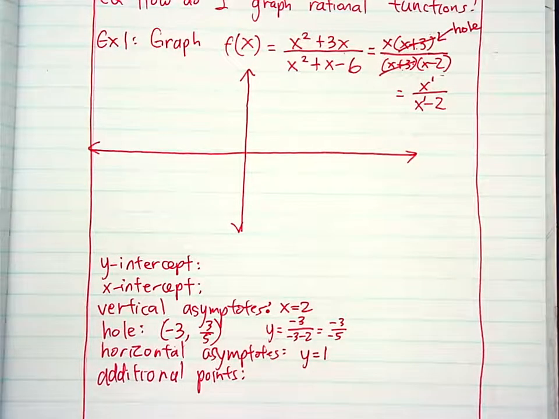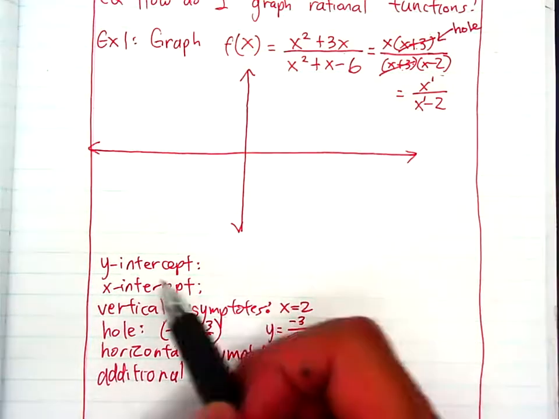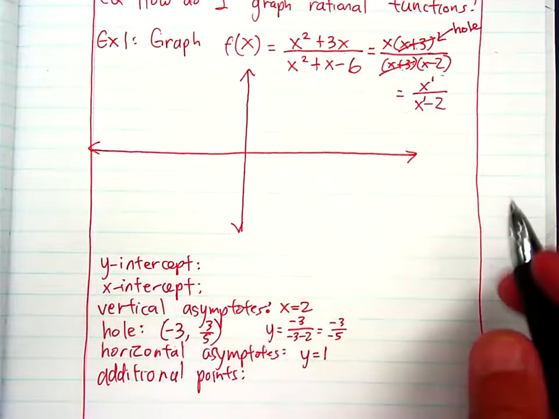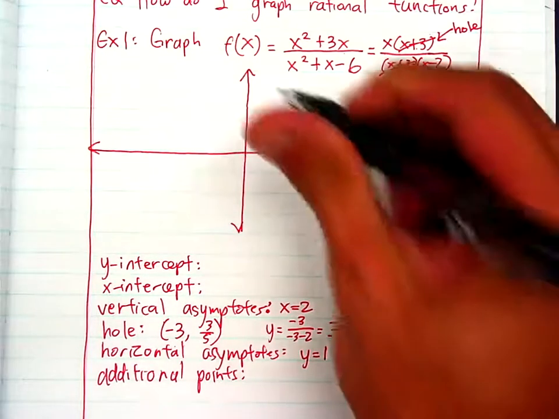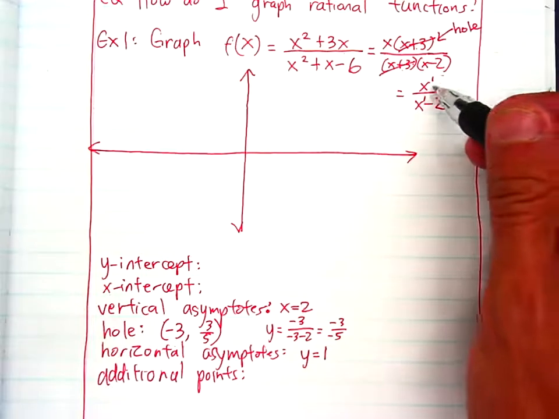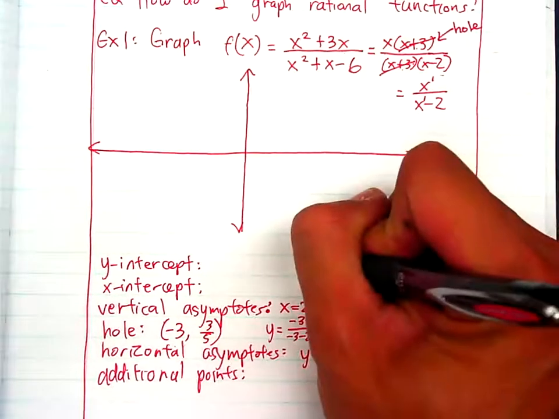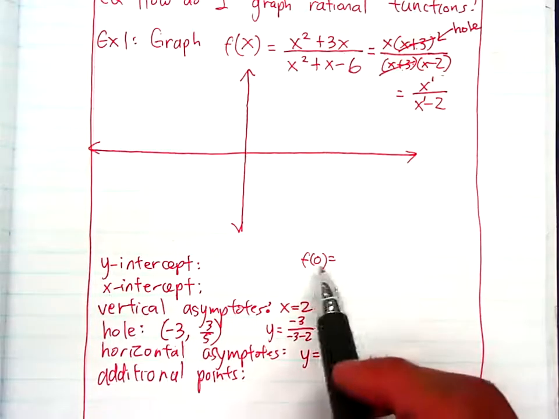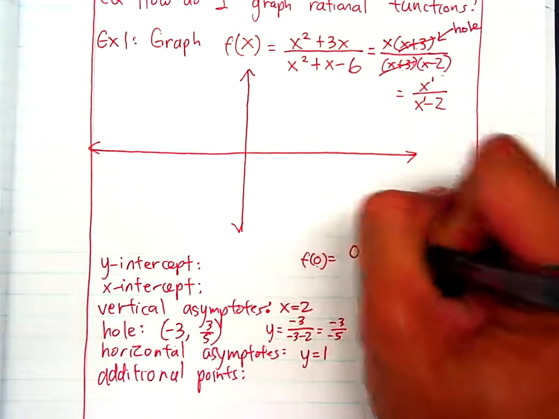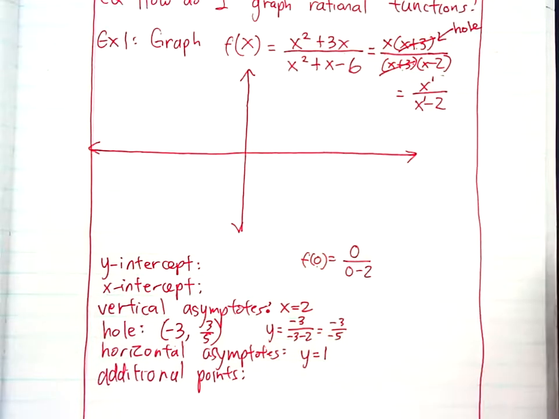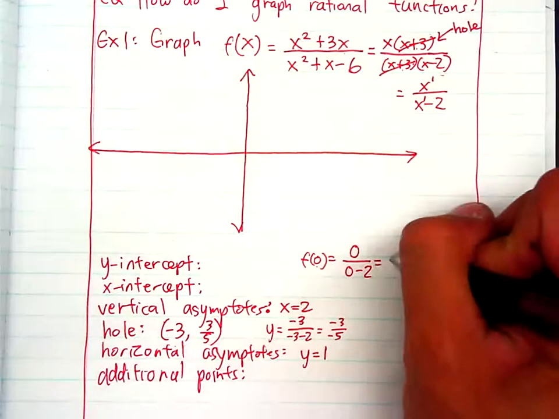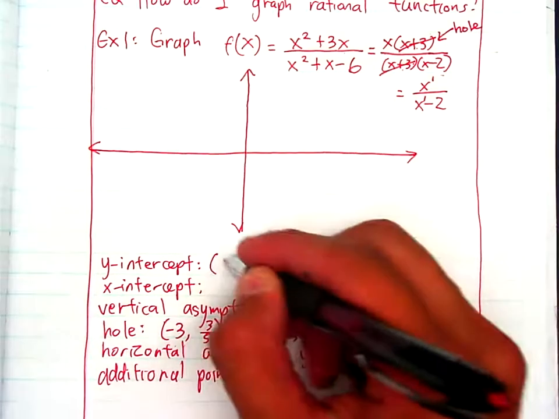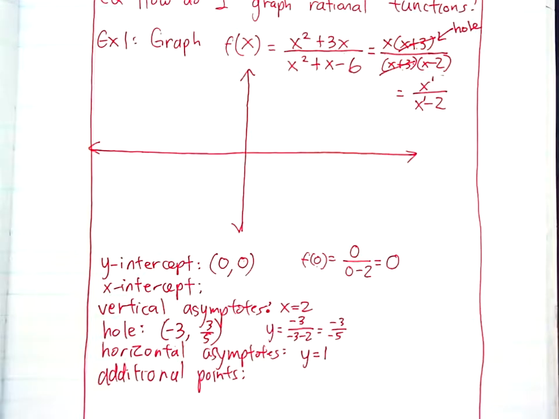Okay, with y-intercepts and x-intercepts, you remember the y-intercept is when x equals 0. So I'm going to do some work off to the side. I know f of x equals x over x minus 2. So I want f of 0, because my y-intercept is when x equals 0. So I'm going to plug in 0 over 0 minus 2, which is 0 over negative 2, which ultimately is 0. So my y-intercept is at 0, comma 0.